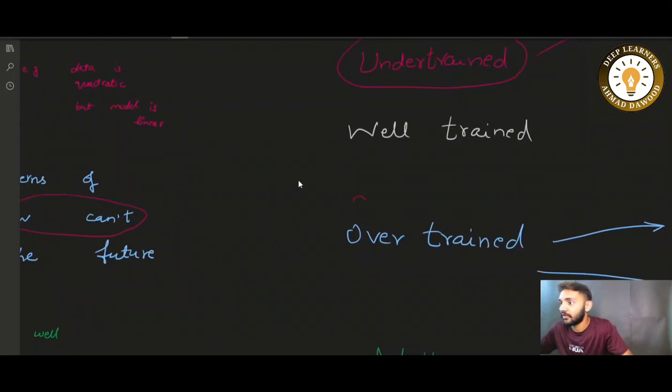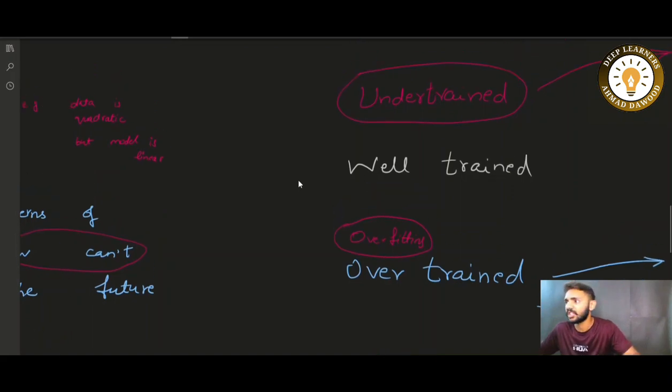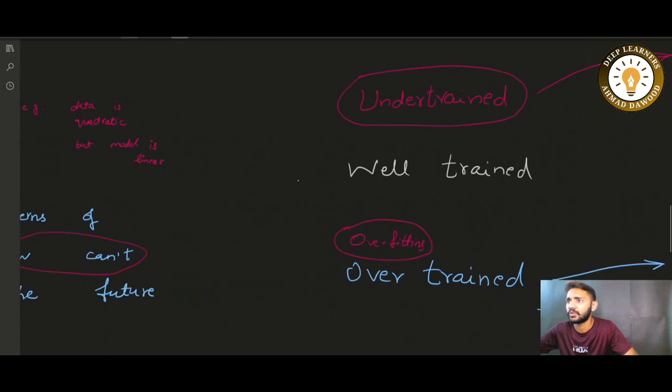Here you can say overfitting, or you can say overtrained on data points. You can say that the model is overfitting, or overtrained, on the training data points. In the same way, instead of that, you can write it in this way.